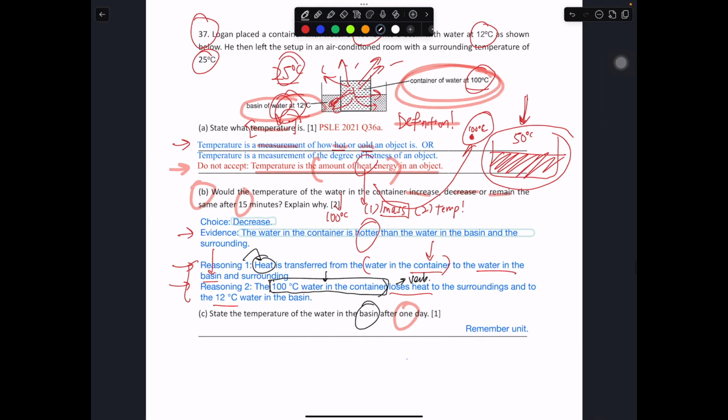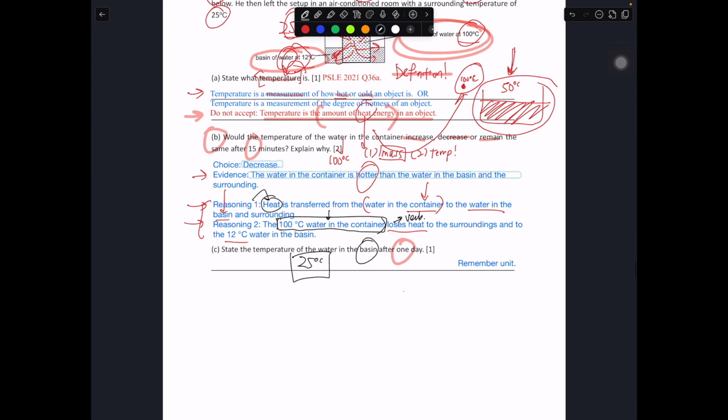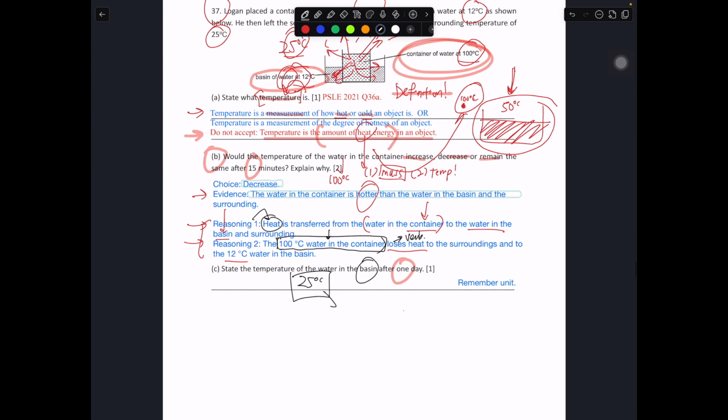Okay, so state the temperature of the water in the basin after 1 day. Okay, after 1 day, whether the water in the basin or the water in the container, all of them will return back to 25 degrees. Okay, because the water in the basin will gain heat from the hot water as well as gain heat from the surrounding to increase in temperature. Eventually, it will just reach 25 degrees, same as the surrounding. Okay, and because there is no longer any heat flow, no more heat flow.